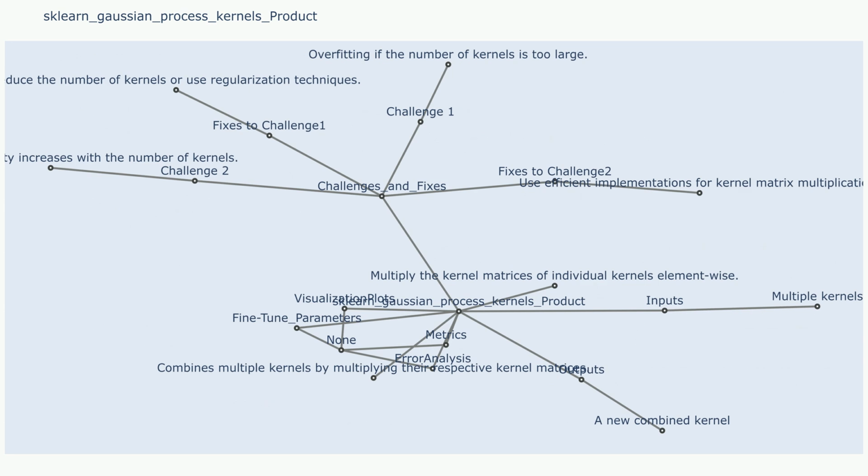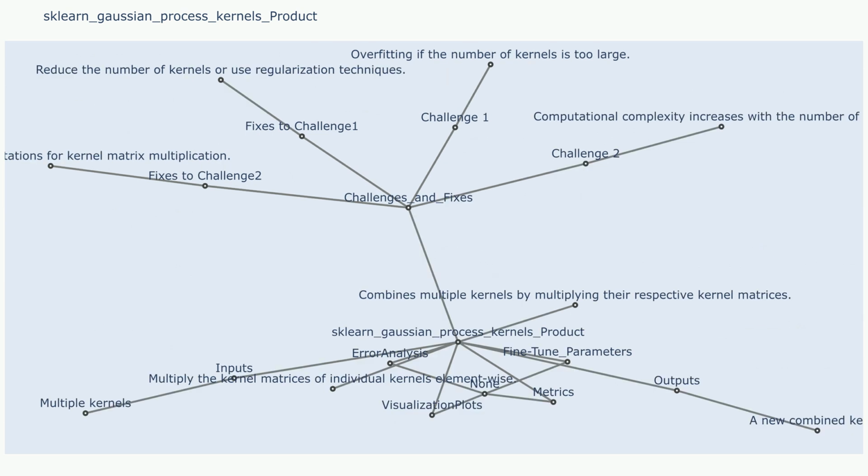Cross-validation. Use cross-validation techniques to select the best kernel and hyperparameters. Feature selection. Select relevant features and avoid using irrelevant features to prevent overfitting.